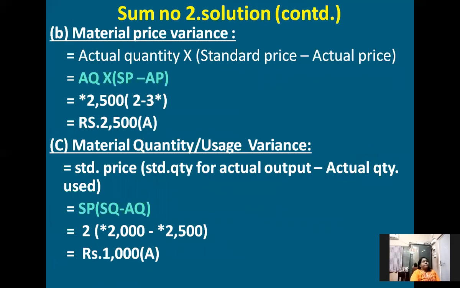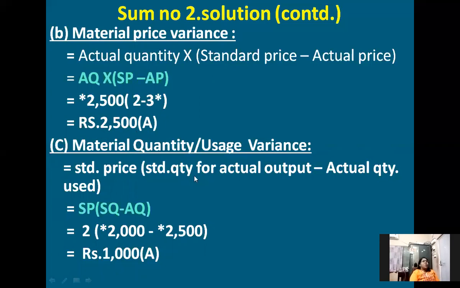Next is material price variance. As usual formula, you know, standard price minus actual price within the brackets, because it's a price variance, that answer to be multiplied with the actual quantity. Actual quantity, I mentioned the star mark because we made a working note. So 2,500 into 2 minus 3. So minus 1 we are getting in the brackets, minus 1 into 2,500. So we are getting 2,500 as adverse answer.